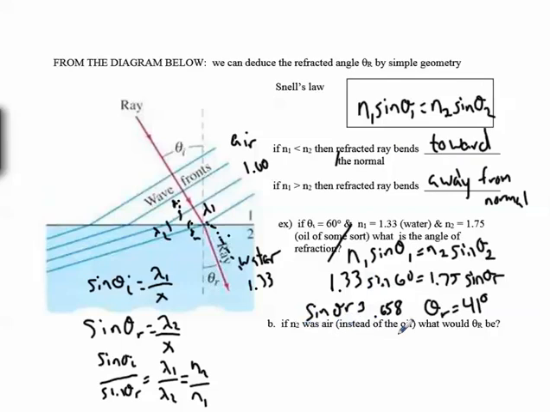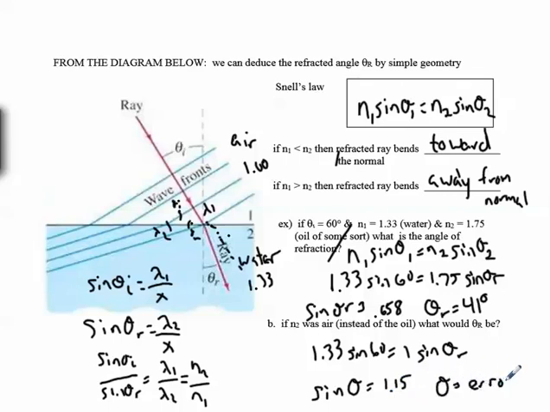Now what if N2 was air instead of oil? Starting in water, sine of 60 equals 1 times the sine of our refracted angle. So we would have sine of theta R equals 1.15. And if you do the inverse sine of that on your calculator, you get an error. This is not a mistake on our part. You cannot take the inverse sine of anything greater than 1. So why are we getting an error? That's telling us something interesting physically, which we'll look at later. This concludes the lesson on Snell's law. You'll have more practice with this in class and as homework.